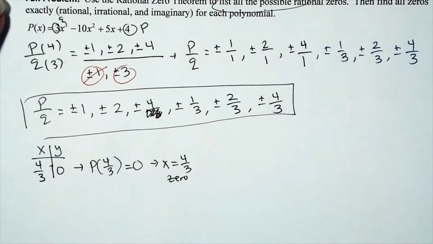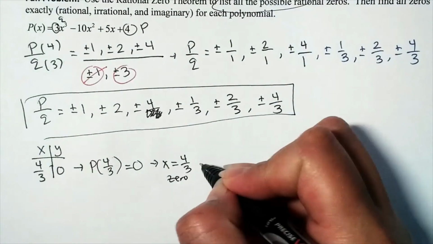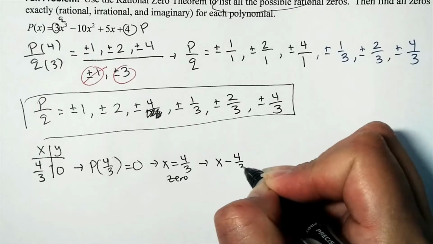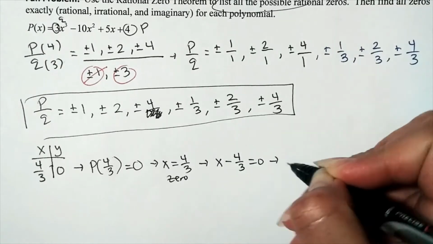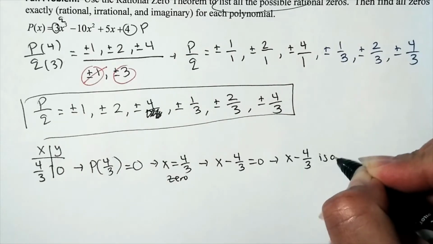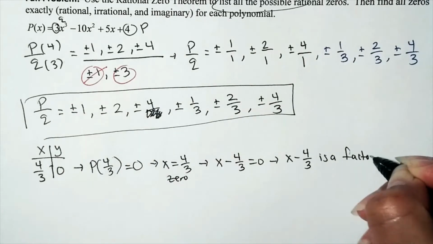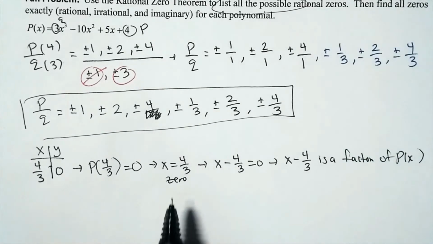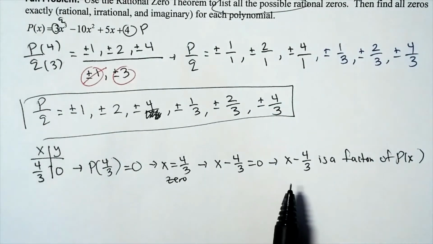Now, if 4/3 is a 0, what would be the corresponding factor? After we subtract 4/3 from both sides, that's going to give us x minus 4/3 equals 0. So we want to tell the world that x minus 4/3 is a factor of the polynomial. Okay. So if 4/3 is a 0, then x minus 4/3 should be a factor of the polynomial.